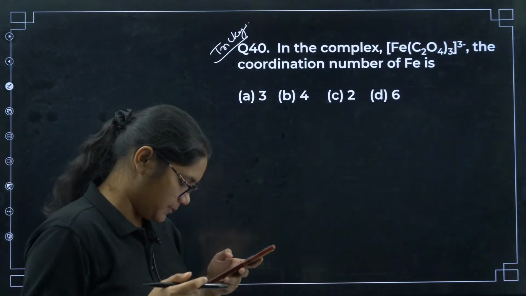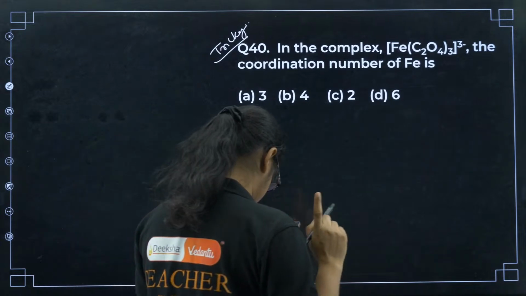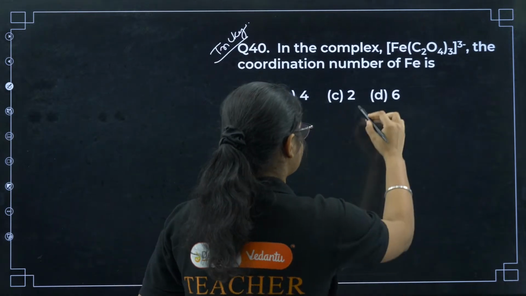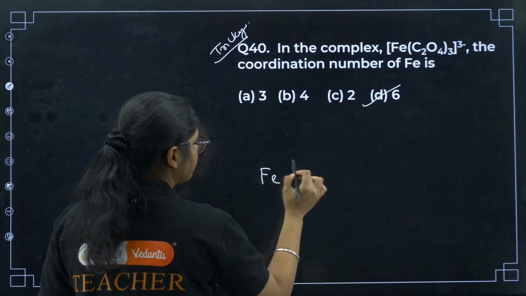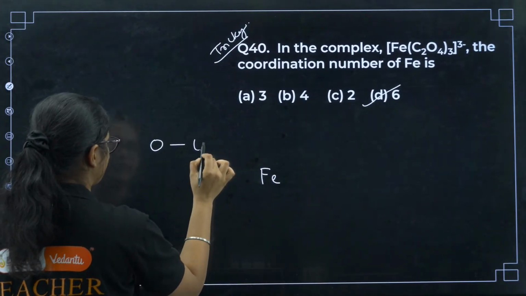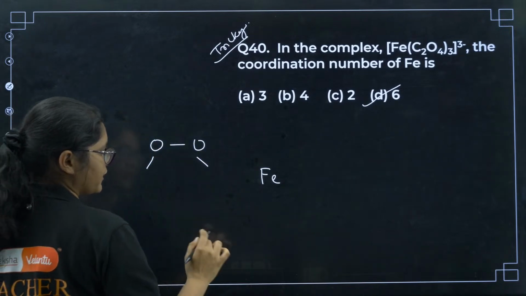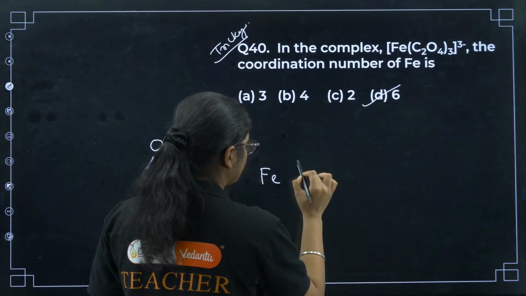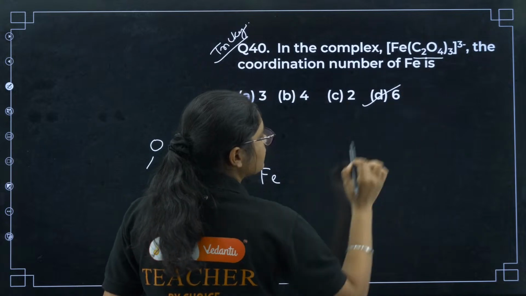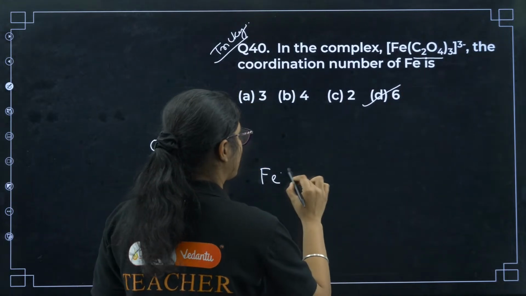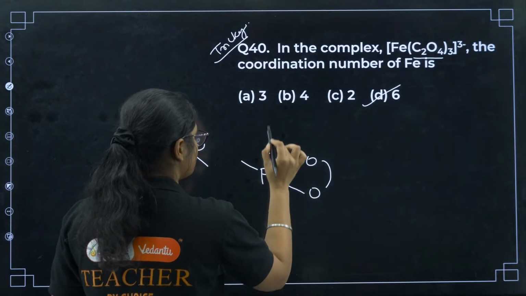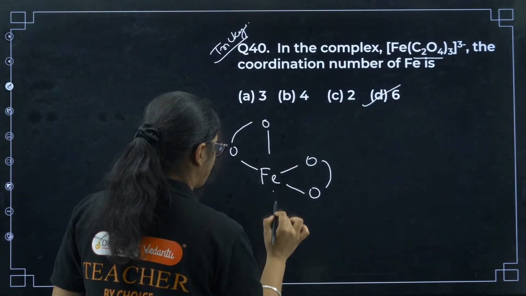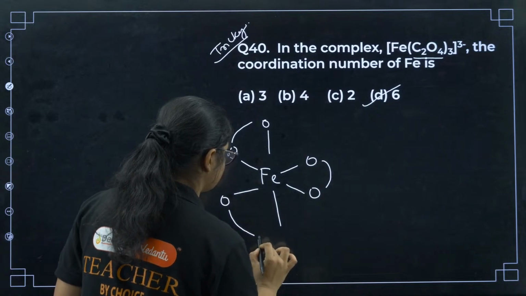Yes, Pradeep, Mani, IDK has given. IDK, wrong answer. It is 6. See, if I draw Fe, C2O4 is like this. I am just drawing like this to denote the structure, okay, because oxygen is the donating group. So I have 3 C2O4 and each C2O4 has 2 oxygens, right? So this one will be there, this one will be there, and we will have like this, okay.